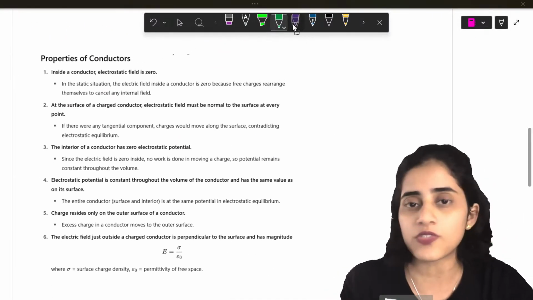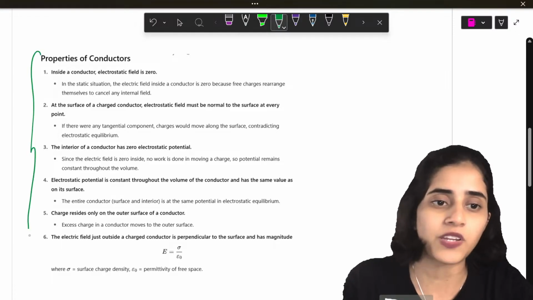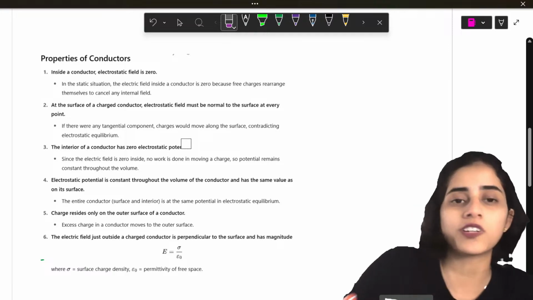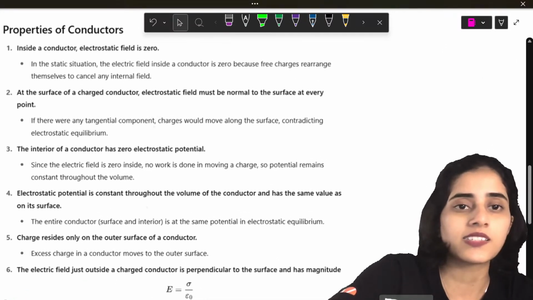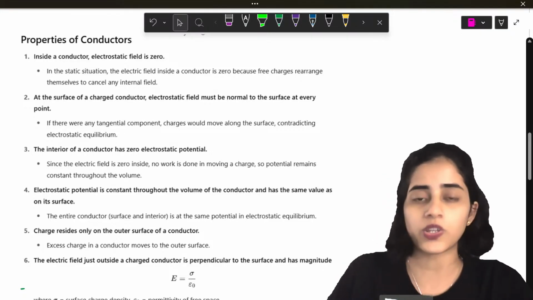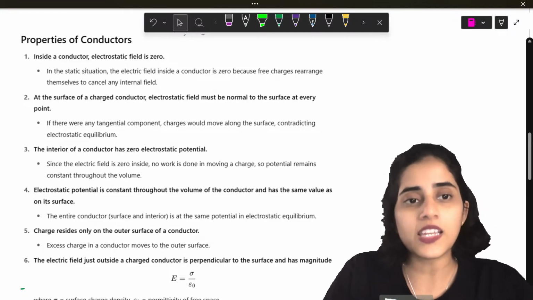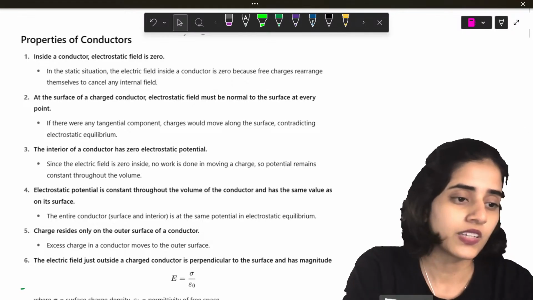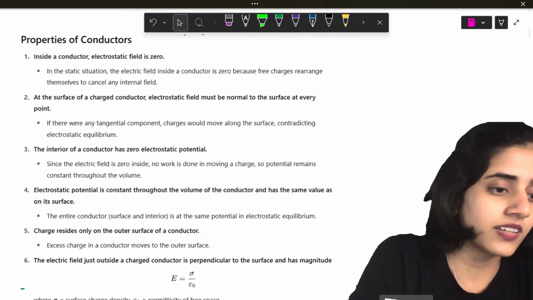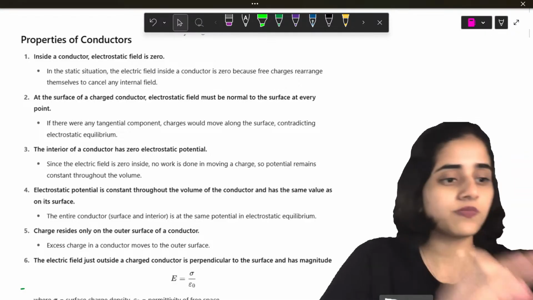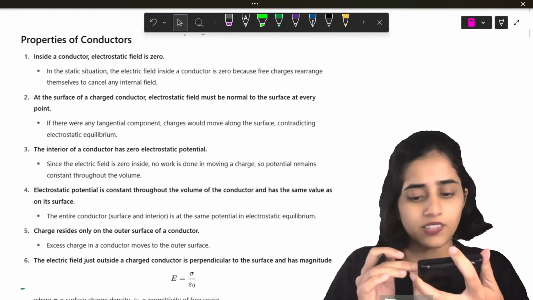The properties of conductors as per NCERT, I have mentioned all the properties here for your reference. For those of you who want it as a proper note, it is here. You can just quickly take a screenshot and learn from it. Now each of these properties we will discuss in detail. Is it clear? Are the properties clear? Let me just check. Yeah, I think it's clear.